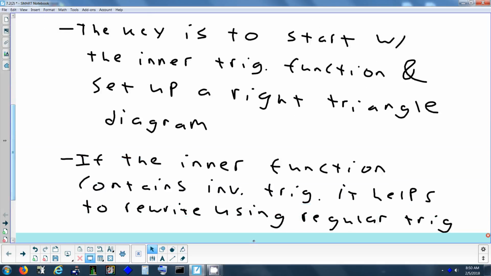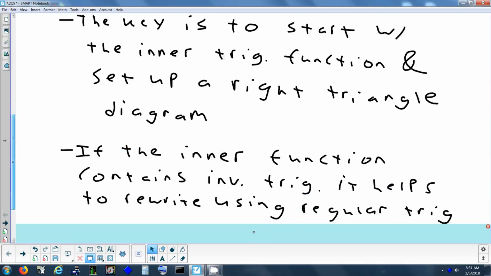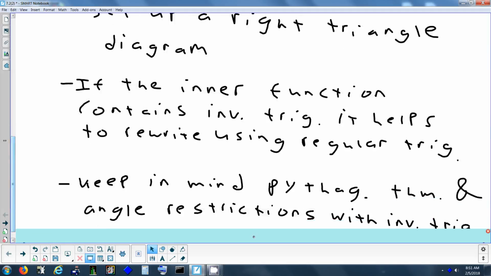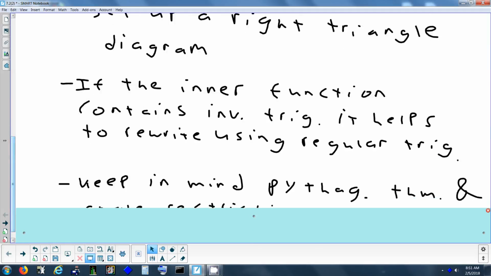So you can almost just block it out for now. And what's going to help us to draw that diagram is that if the inner trig function is inverse trig, like it's going to be in our first example, we're going to try to rewrite that using regular trig. We're just going to do something to both sides so we can rewrite it with regular trig. It's not necessary, but I think if you've never done it before, it's going to help you to draw the diagram a little easier than if you don't do it. As we go through this, keep in mind the Pythagorean Theorem, and that's really all we need to be concerned about.